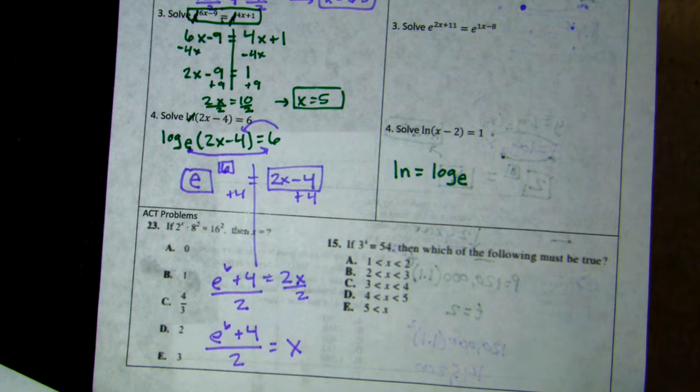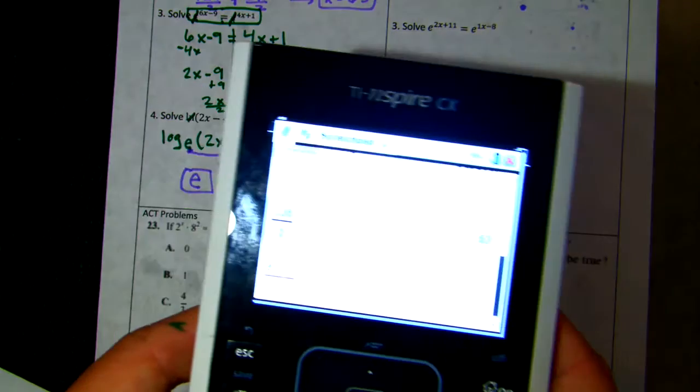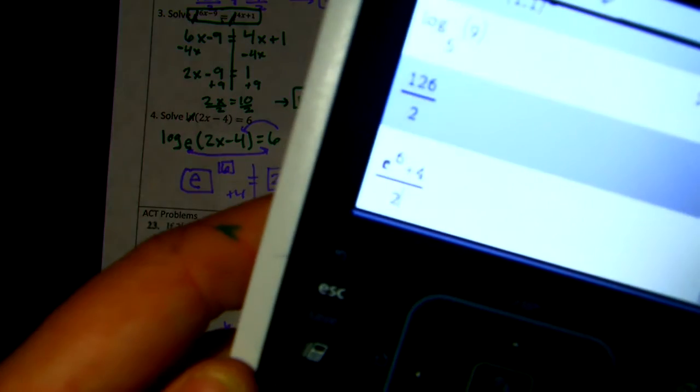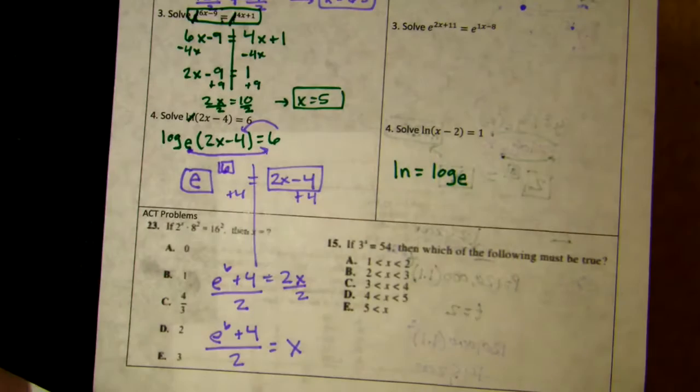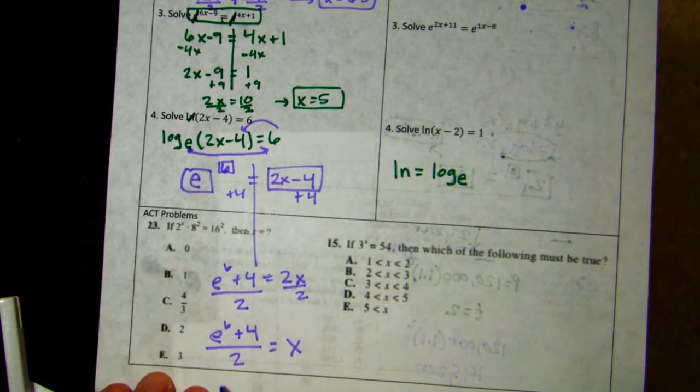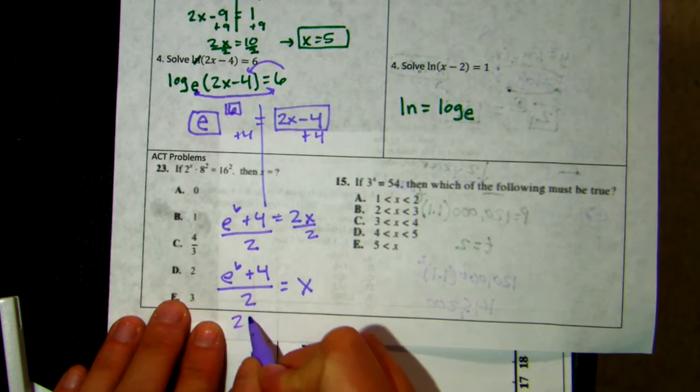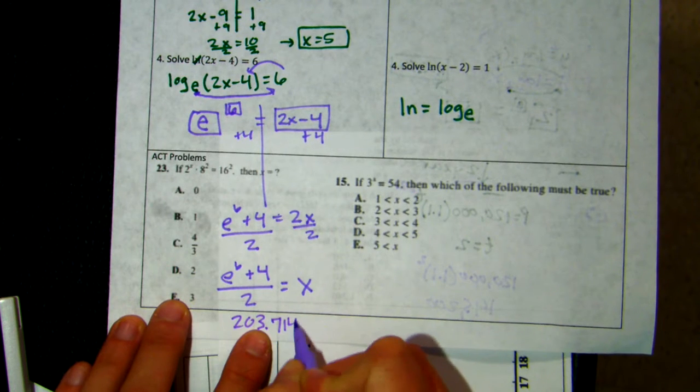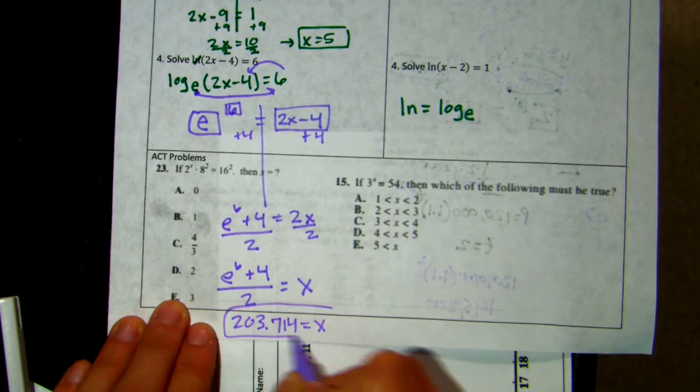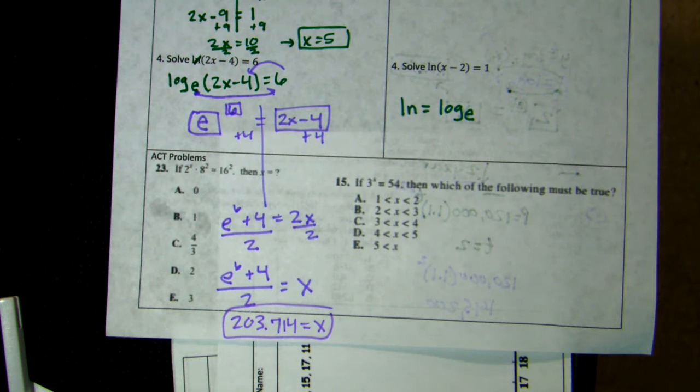So I'm going to set up my fraction bar first. And then e, reminder that your e button is on the left-hand side of your calculator, plus 4, all of that divided by 2. So you want to input it in your calculator just like that. Press enter, and I got 203.714 is equal to x. Okay. And that is everything for the homework video.